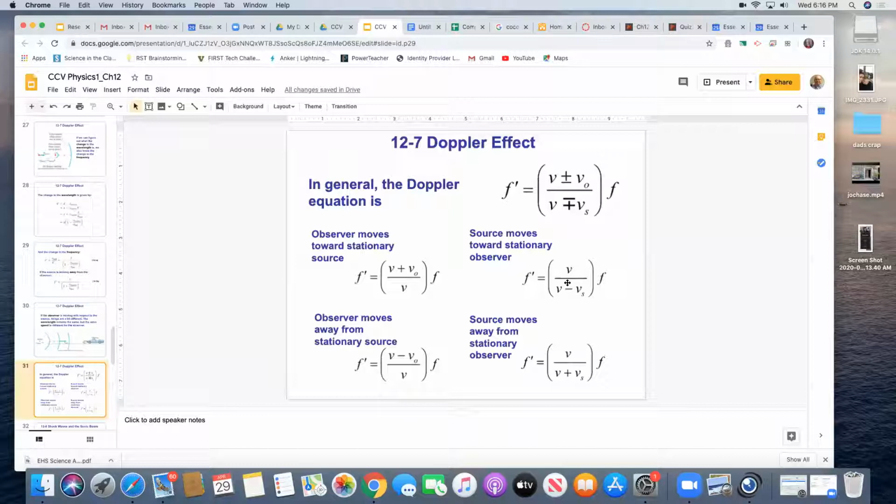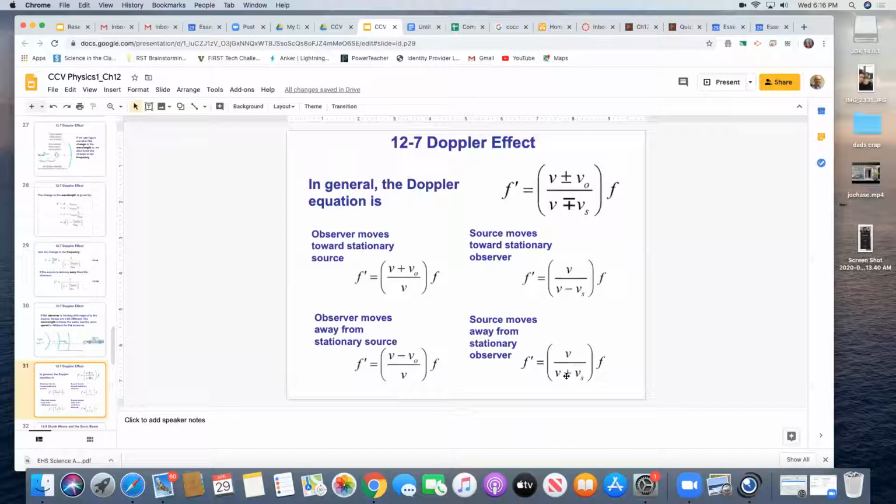If the source is moving, same idea, Vs stands for velocity of the source, but in the denominator. If we're going to make a shift to a higher frequency, then we need to make the denominator smaller. That's why the minus sign is chosen. And the inverse argument, again, is for a plus sign if the source is moving away.